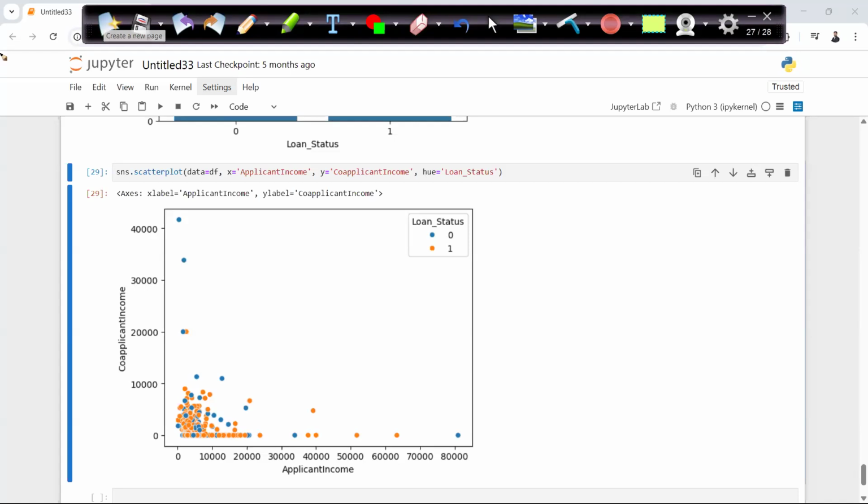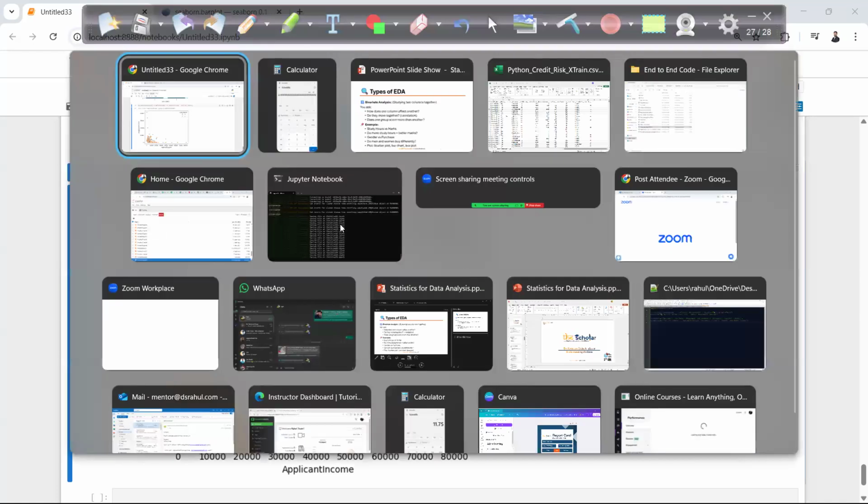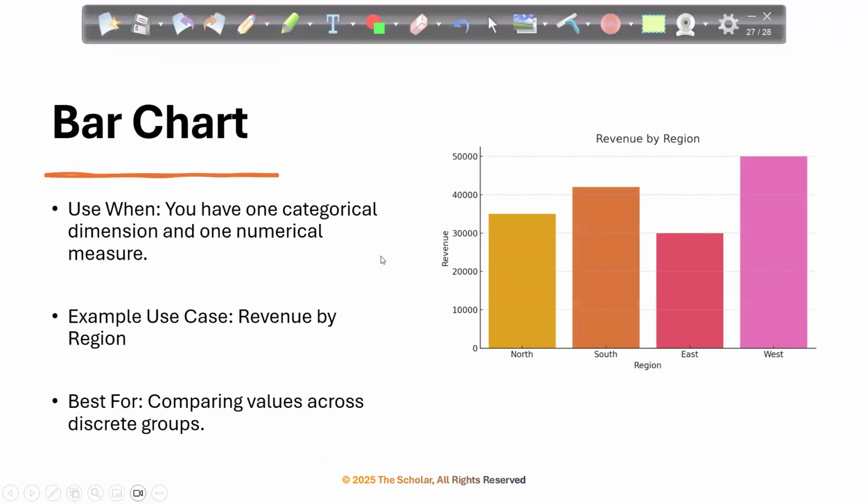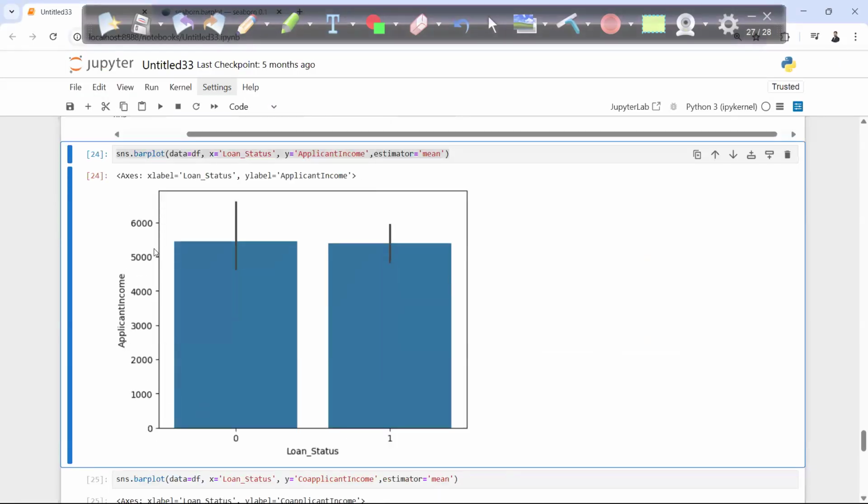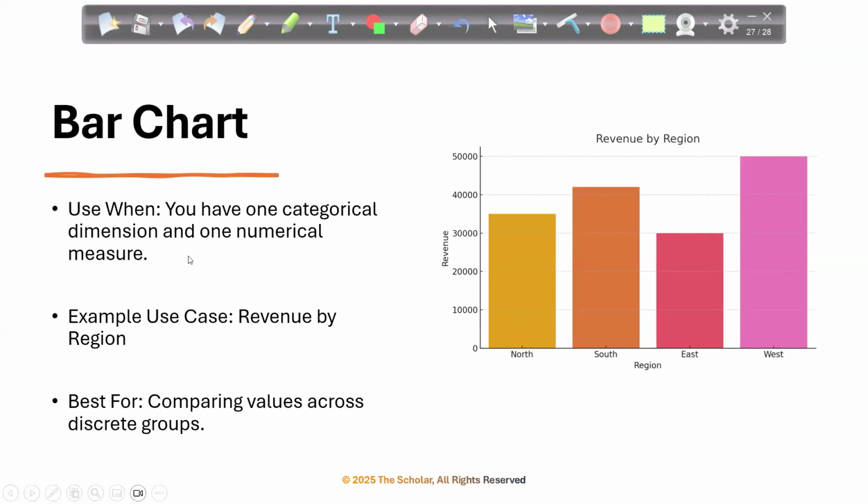Okay. So let's quickly go through this PPT where I stopped, right? Then we'll end the session. So bar chart, now we know. Bar chart is basically when we have one category and one number, right? Revenue versus region is the example here. There also we created the bar chart. Loan status versus the applicant income. Loan status was the categorical column. Applicant income is the numerical column. So when we have one categorical and one numerical, in that case, we prefer to create the bar chart. Comparing values across discrete groups, right? Discrete is like categorical type of groups.